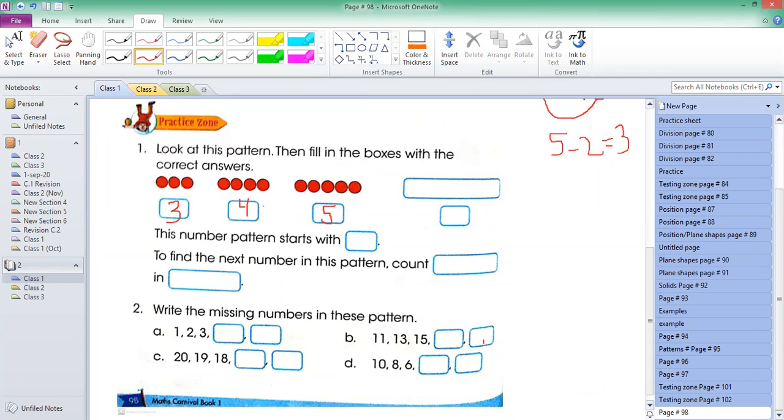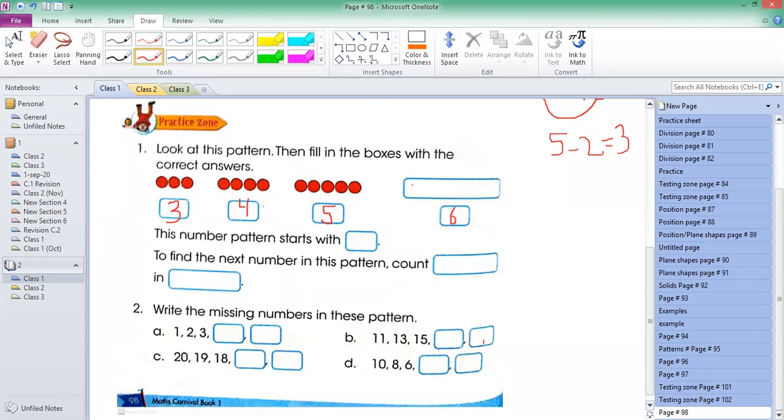Guys, this is on page number 98 of your book. So open your book, page number 98 and complete it. 3, 4, 5. Guys, how many balls should be there now after 5? 6. Very good. There should be 6 balls.